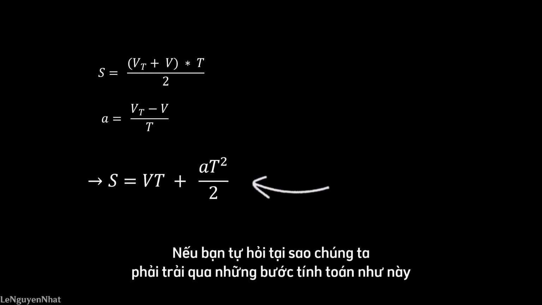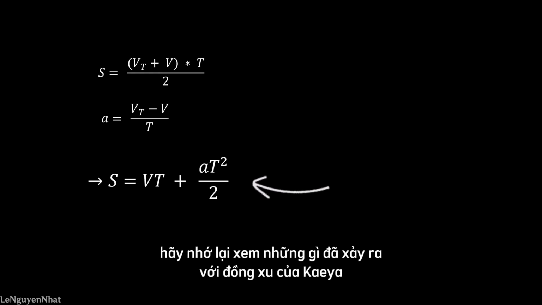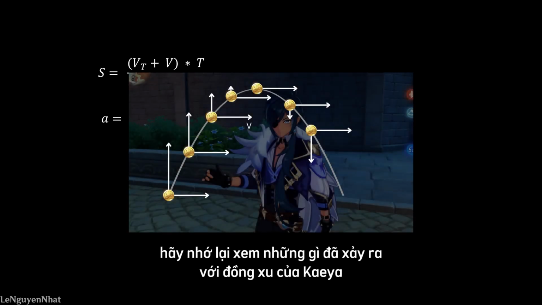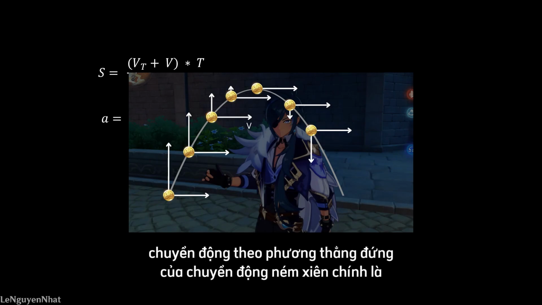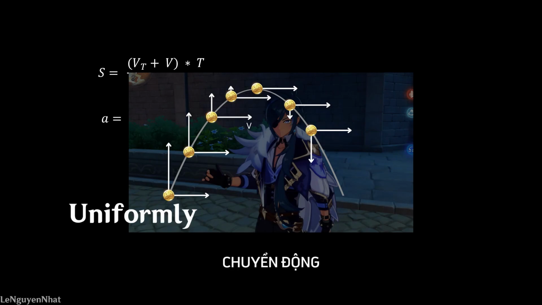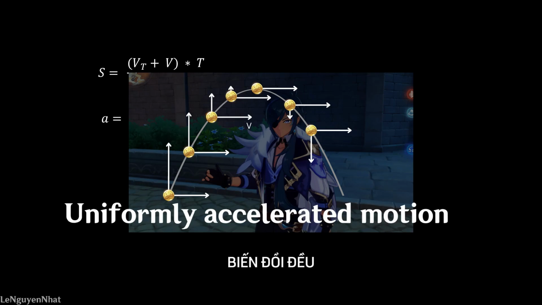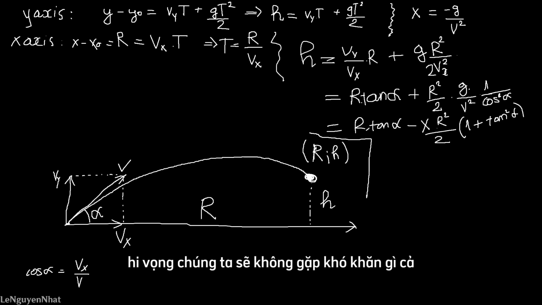If you wonder why we have to go through all of this, then try to remember what happened to Kaya's Mora. Exactly, my friends. The vertical motion of projectile motion is uniformly accelerated motion. The next step is pretty easy. I guess we won't encounter any difficulties this time.